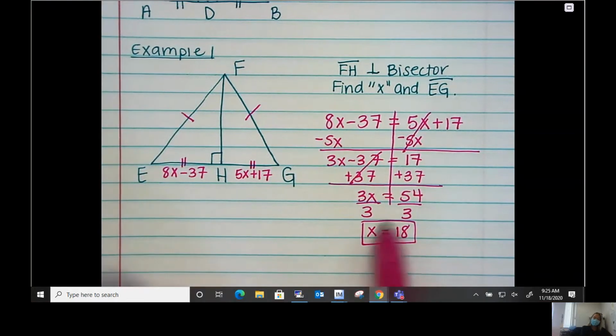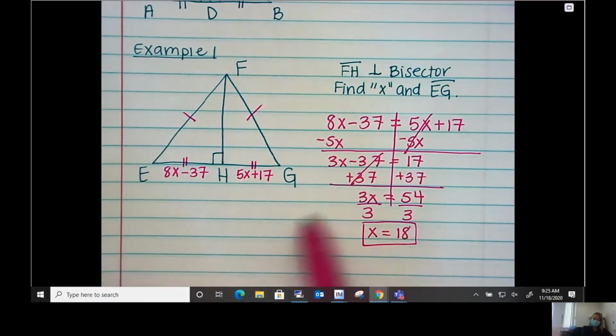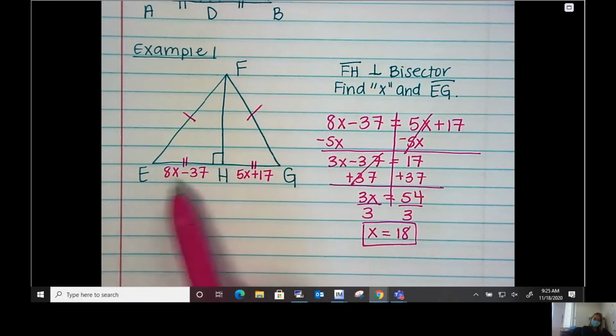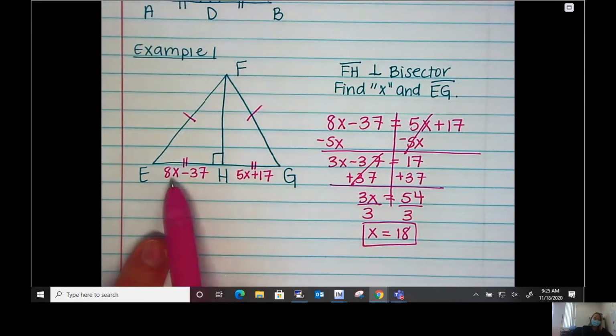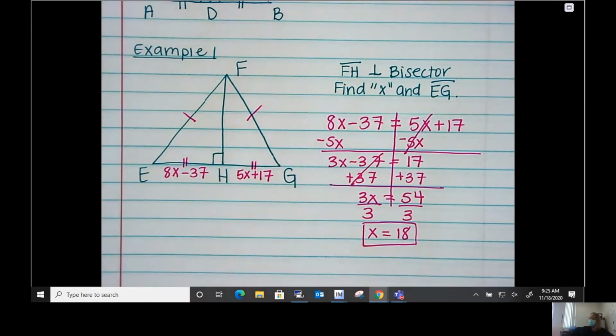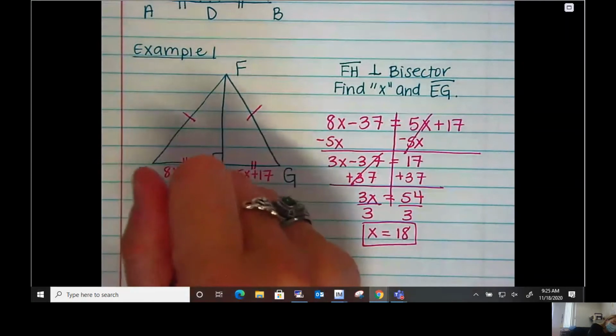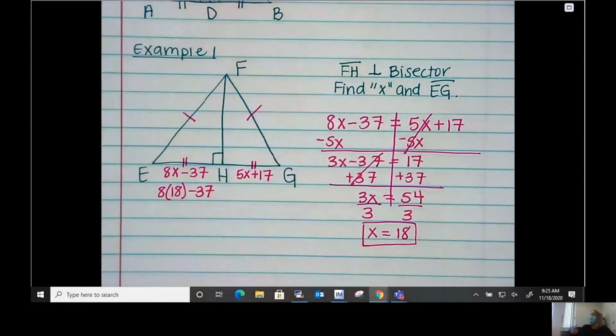Once you solve for an x, what should you normally do with it? What can I do with that x? I can plug it in. Yeah, I can substitute it. So I can take this 18 and instead of having an x right here, instead of doing 8 times x, I can do 8 times 18. And I can get what the length of this one side is right here. Okay, so we're going to plug it in. 8 times 18. And then we're going to subtract 37. That's going to give me that one piece right there. All right, what is 8 times 18?